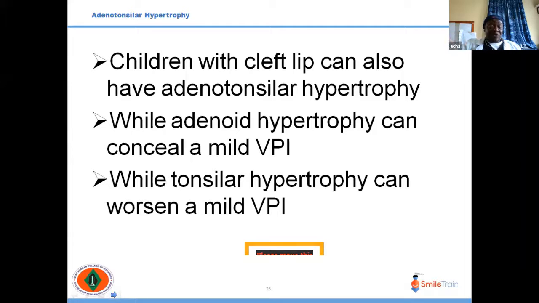When you, as an ENT surgeon, go and do the adenoid surgery, then you make this insufficiency become more apparent. So it's important for us to have it at the back of our mind that it's very possible for these children with cleft palate to have velopharyngeal insufficiency. And further, it's also important for us to know that they can also have adenotonsillar hypertrophy, and that when you remove the adenoids, it can make the velopharyngeal insufficiency become more apparent or worse.